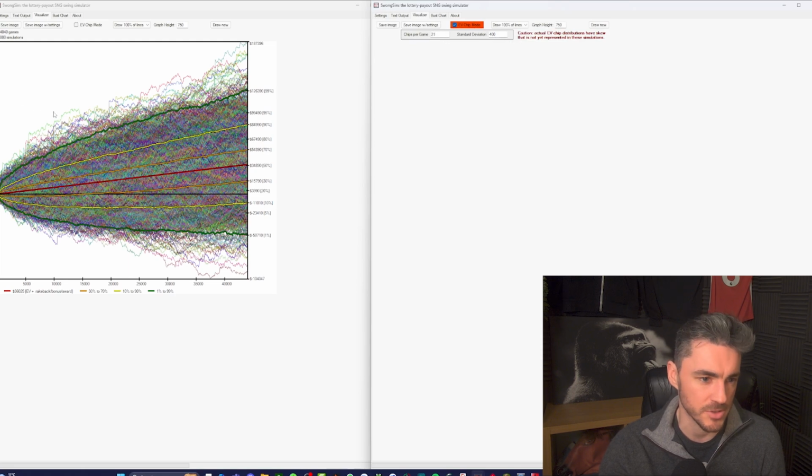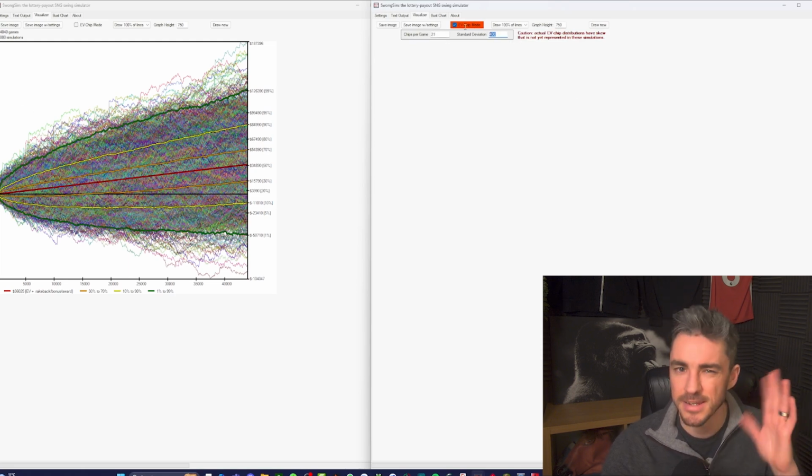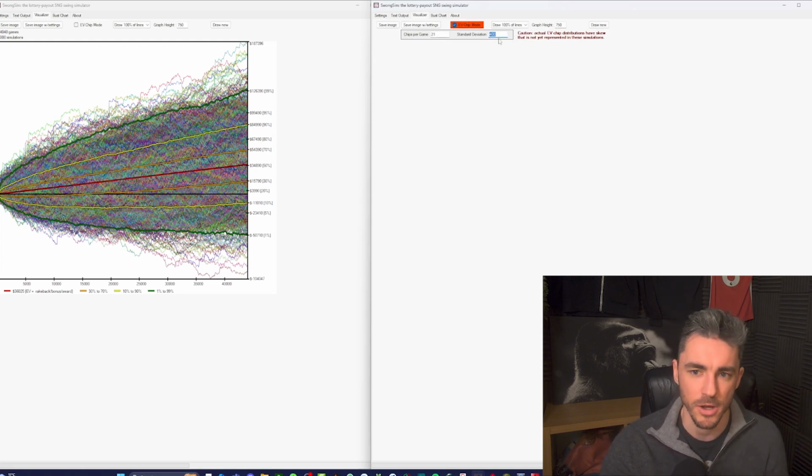We'll give them 21 chips, which is the same we had last time. Standard deviation is a little dependent on how they play, but we'll give 400 as a generic one, and let's have a look and see how things develop.